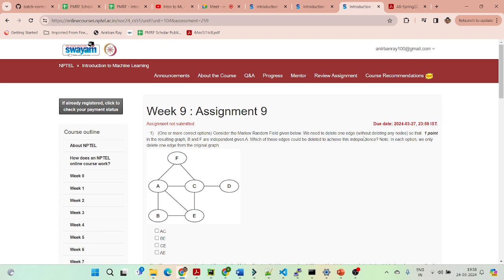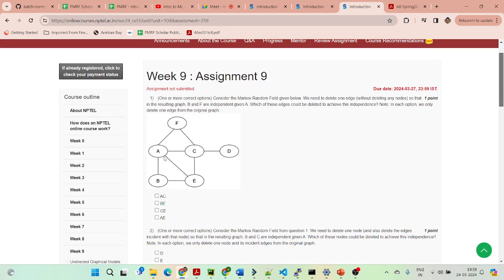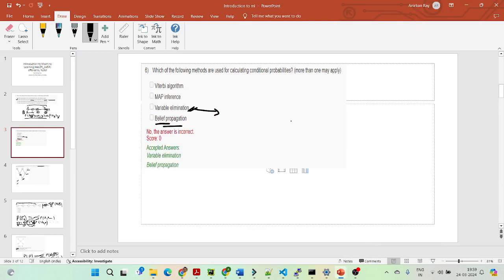I think I'll give the answer only. But you got the idea, right? For that theorem to hold, for F and B to be independent, the middle node should be known. What they're saying is that you're cutting the graph, meaning removing an edge such that given A, F and B become independent. So in this question, as you can see, this should be the reference question.